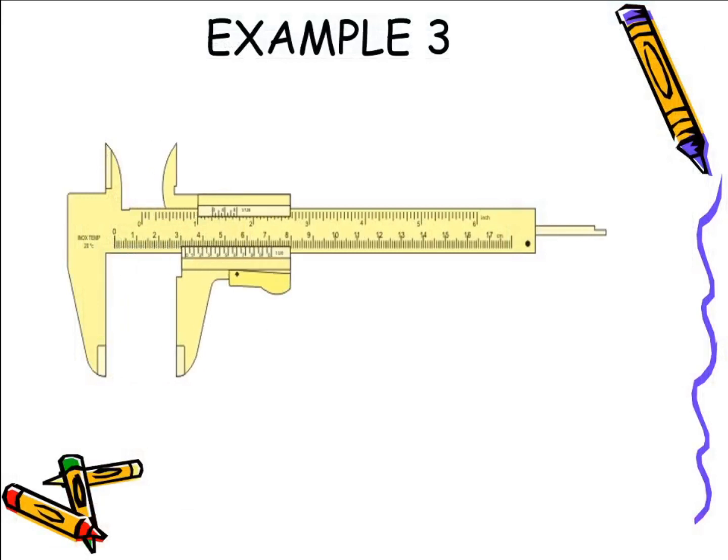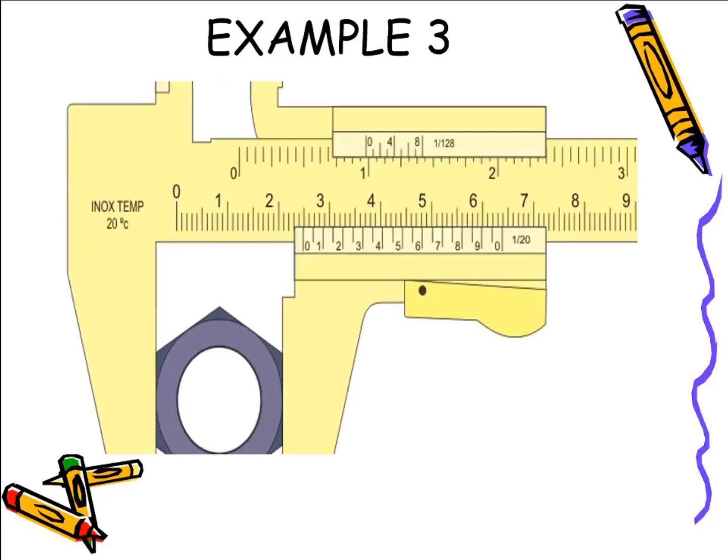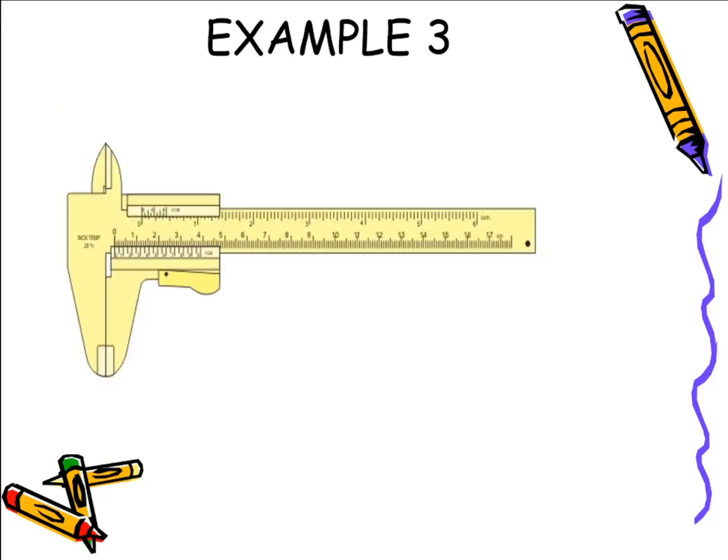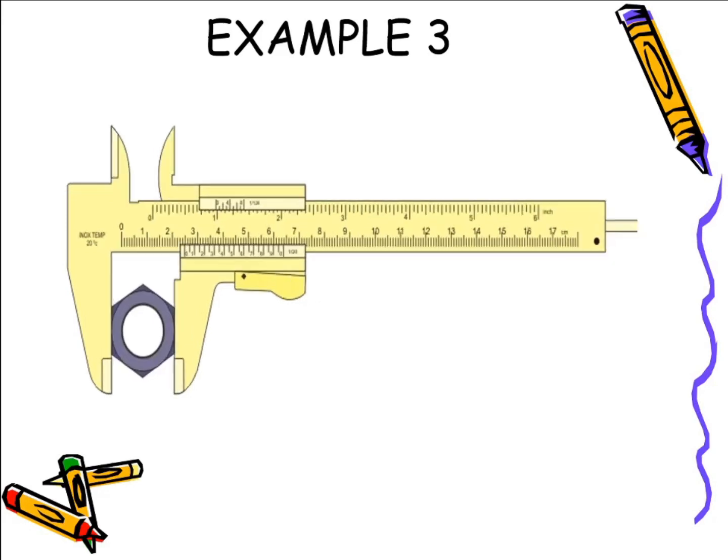Look at this vernier caliper. The diameter of the ring is 2.4 on the main scale, and on the vernier scale, the parallel line is 7. So the vernier scale is 7 times 0.01 centimeter. So the answer is 0.07 centimeter. So the total is 2.47 centimeter.